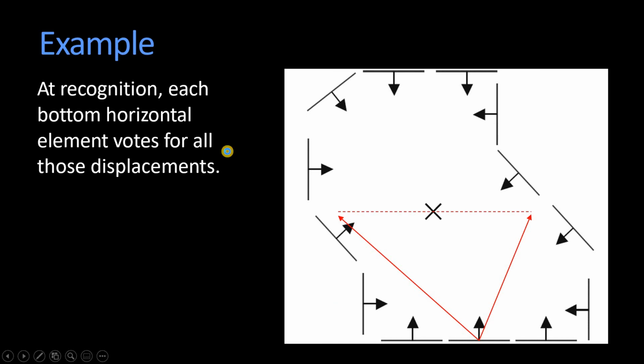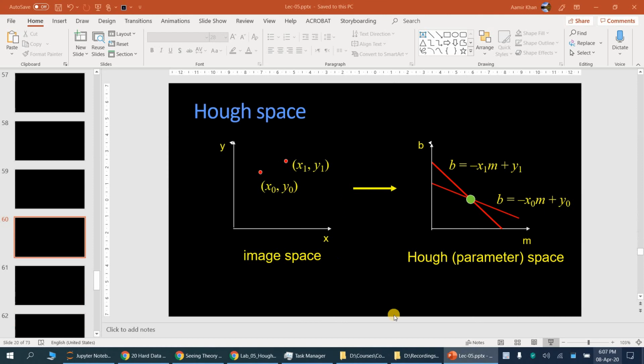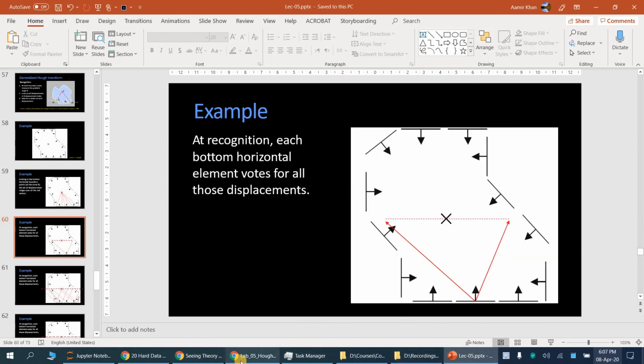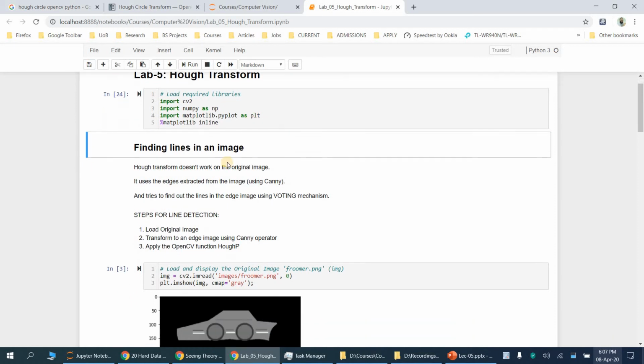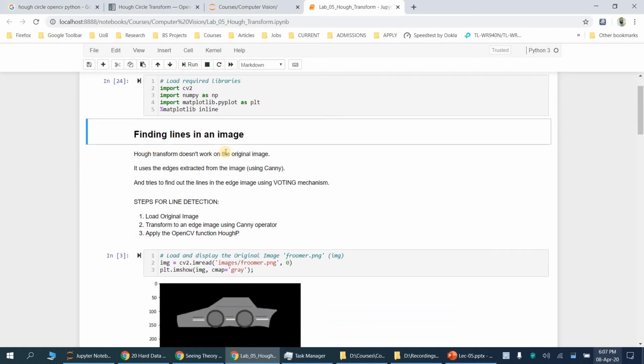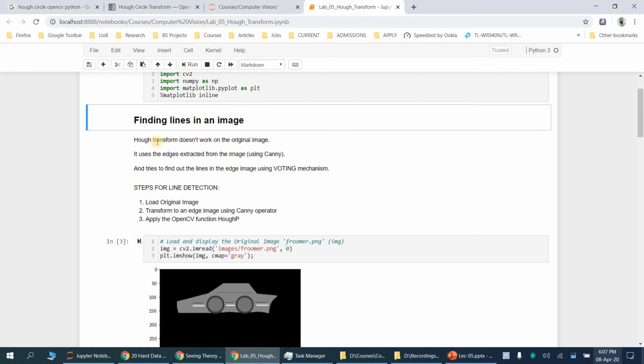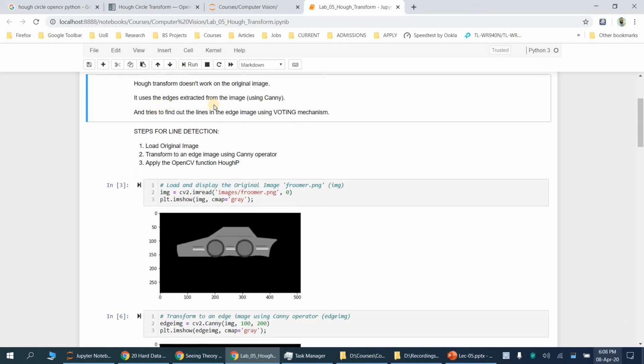So now we will go back to the lab side, and we will see the lab work. So come to the lab side over here. We will load CV2. Again, remember the points I mentioned, just for revision: the Hough transform does not work on the original image, it works on edge images. So you use, for example, Canny edge detection, and then we will use the voting mechanism.